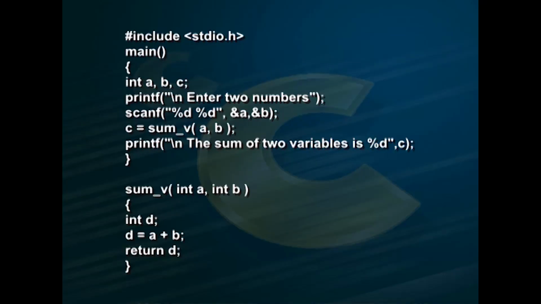Let us consider another example of function. In this program, within main, declaring 3 integers a, b, c and reading 2 values a and b, then c is equal to sumv within braces a, b. Then we come to the function definition sumv int a, int b, within braces declaring another variable d, d is equal to a plus b, and return d. This program returns the sum of 2 variables a and b to the calling program from where sumv is executing. The sum is present in the variable c through the return d statement.